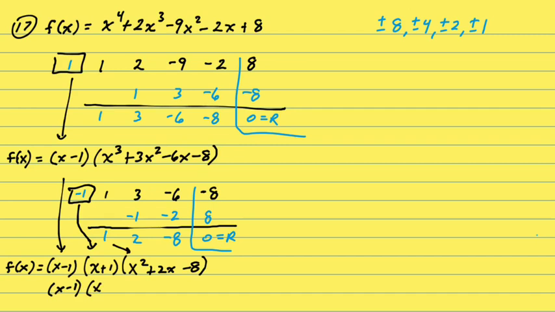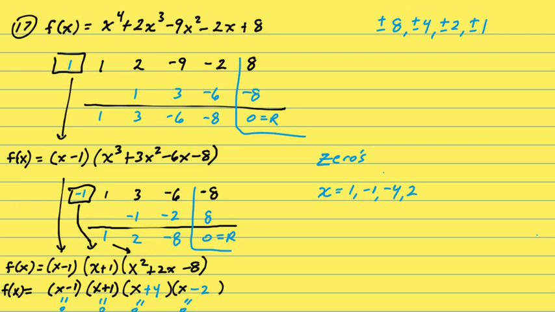How would that factor? X minus 1, x plus 1. This here is going to factor somehow. And how would it factor? Factors of negative 8 that add to 2. Well, I think that would be 4 and negative 2. They multiply to negative 8 and they add to 2. What makes each of these 0 is going to be my zeros. So my zeros are 1, negative 1, negative 4, and 2. And that would be the answer for number 17.